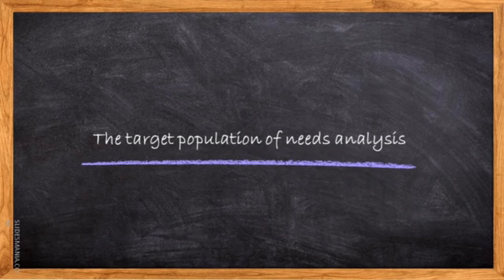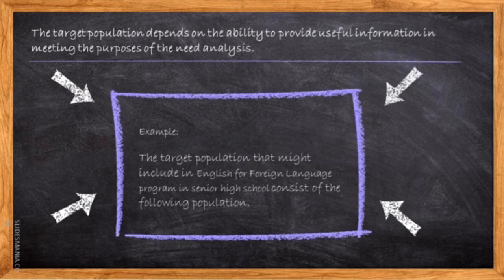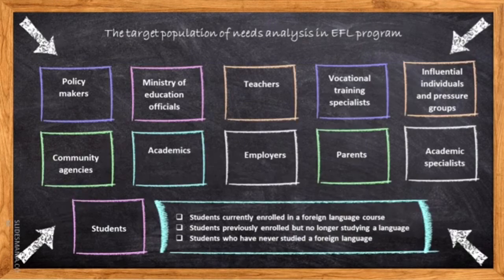The next material is the target population of needs analysis. This refers to the people about whom the information will be collected. Particularly, the target population in a language program is the language learners, but others are also often involved depending on the ability to provide useful information in meeting the purposes of the needs analysis. For example, the target population in an English as a Foreign Language program in senior high school consists of the following population.